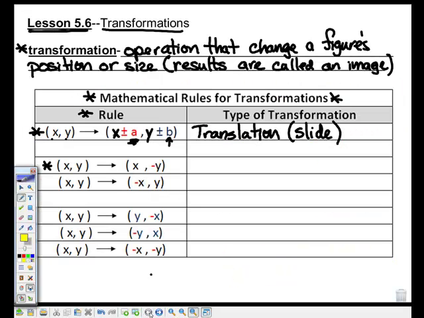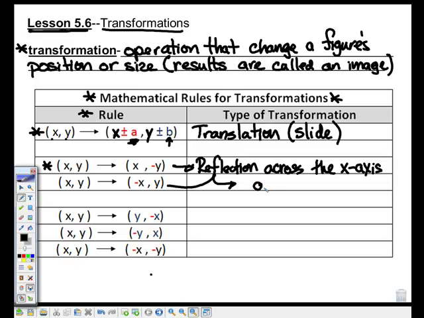If we go back to the front side of your notes template, what you should be writing in for what does this rule do, it will cause a reflection across the x-axis. And this rule right here would also cause a reflection, but instead of it being across the x-axis, this will be a reflection across the y-axis.